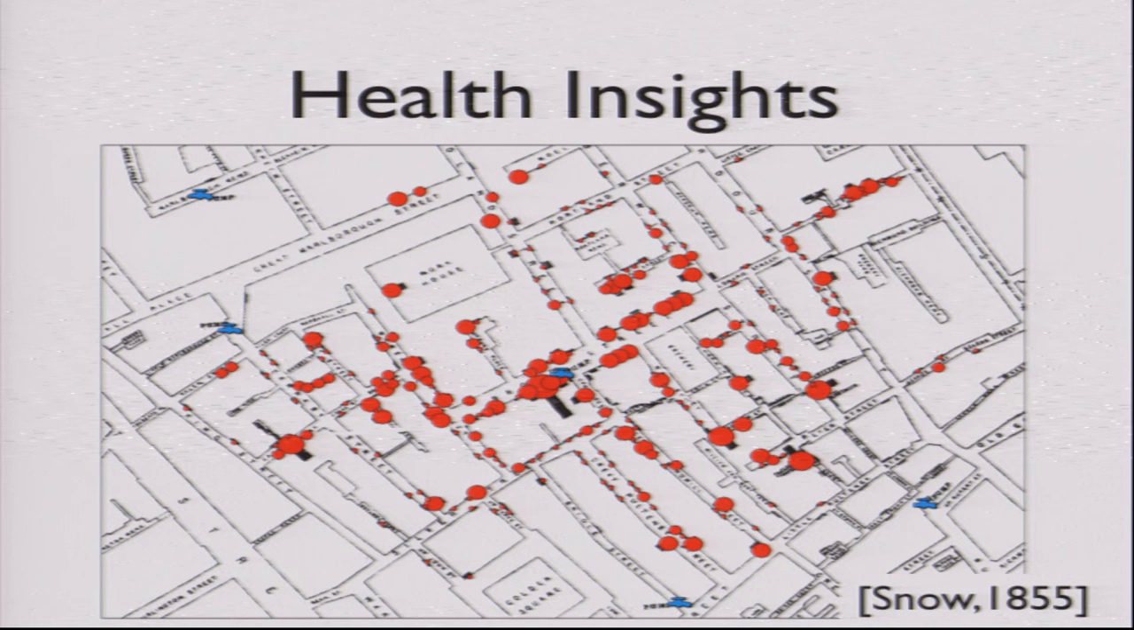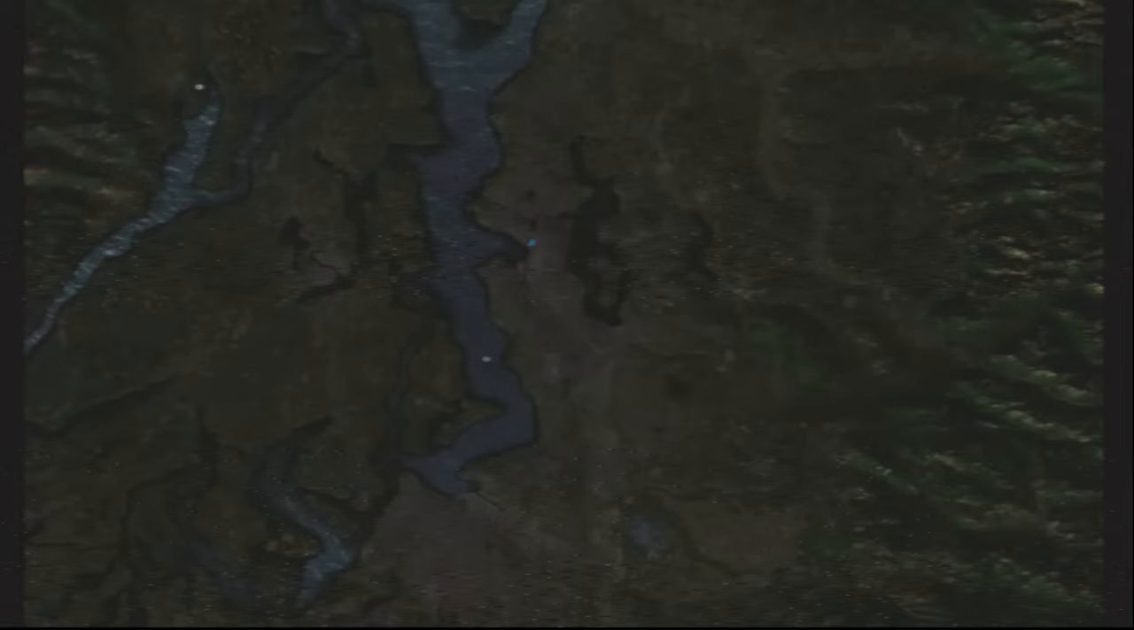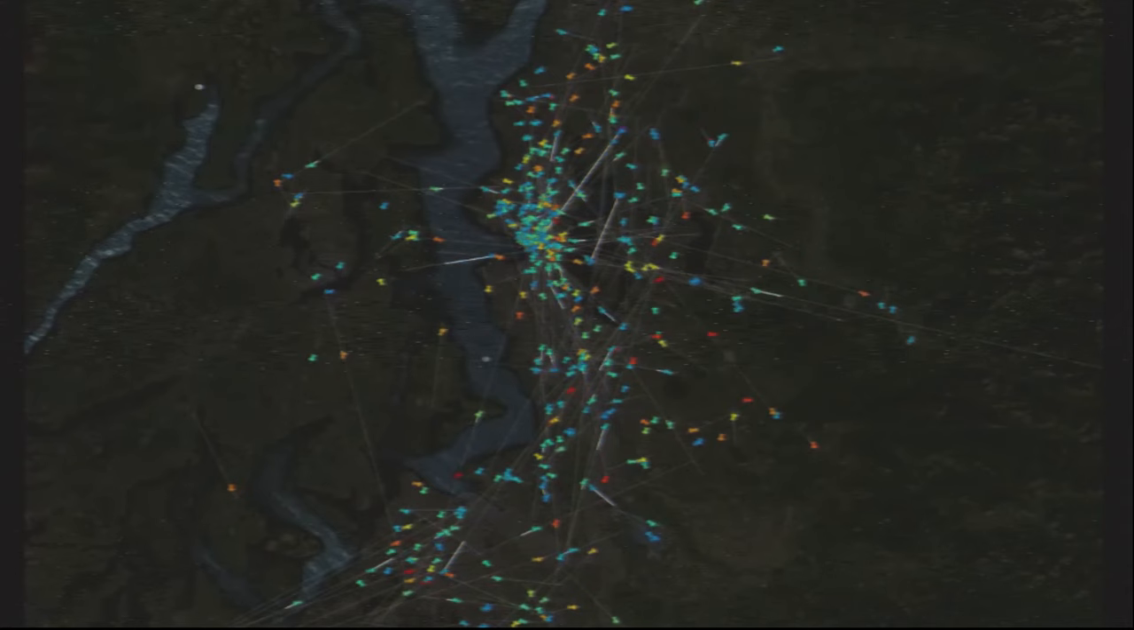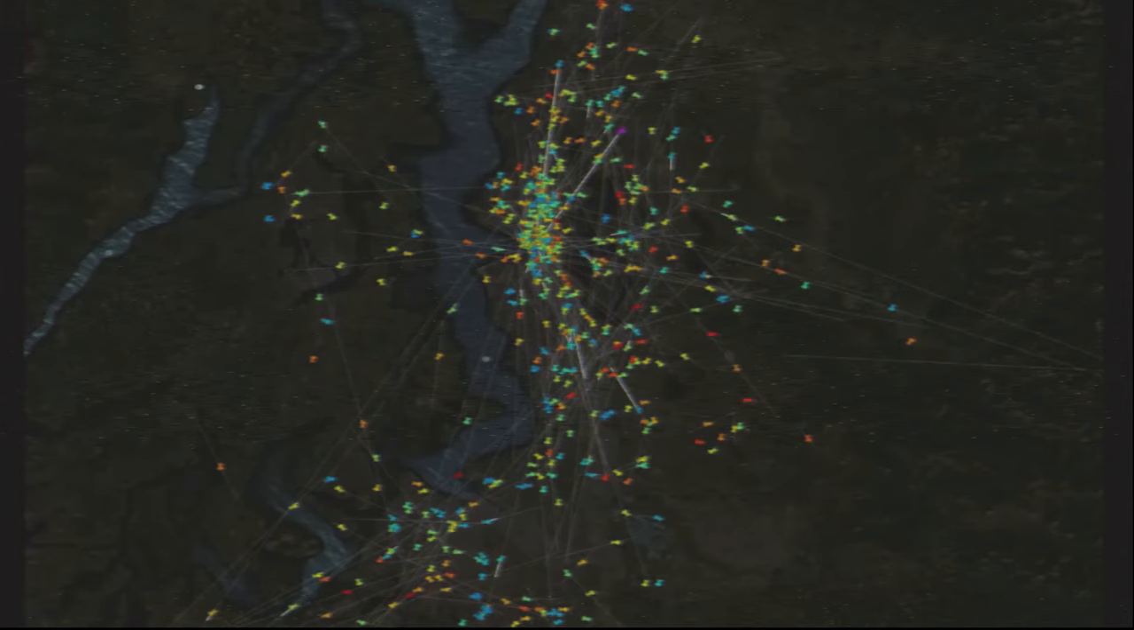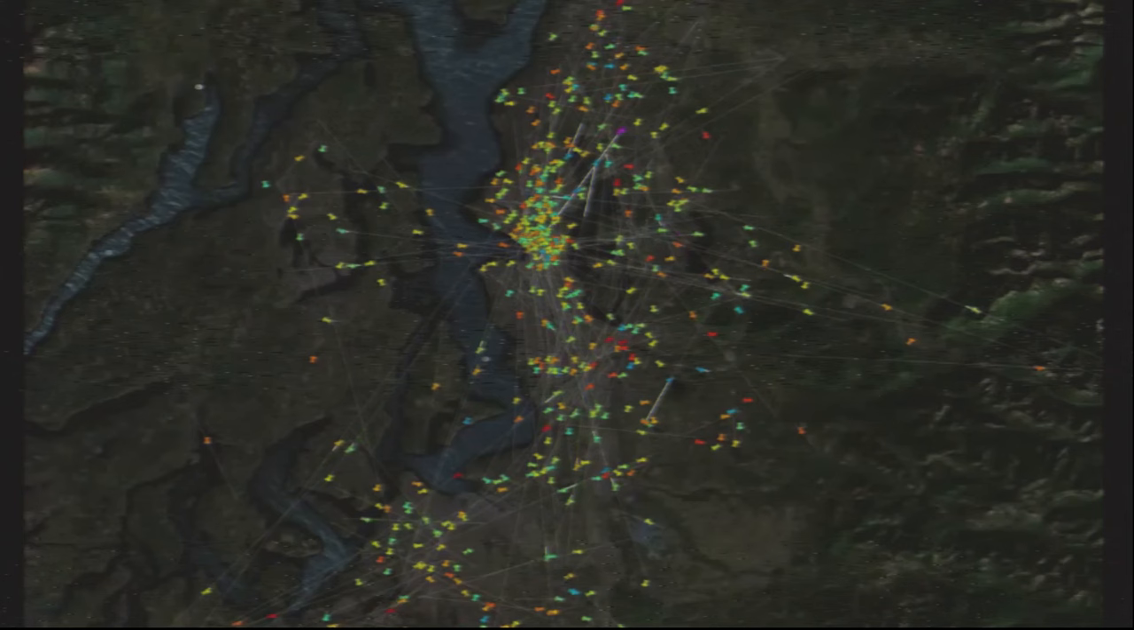I think we can do these things at scale now without going door to door in London, just by listening to the data we already have. Again, this image of people running around and tweeting about their environment, acting as sensors, can tell us a lot about what's happening without asking anyone.